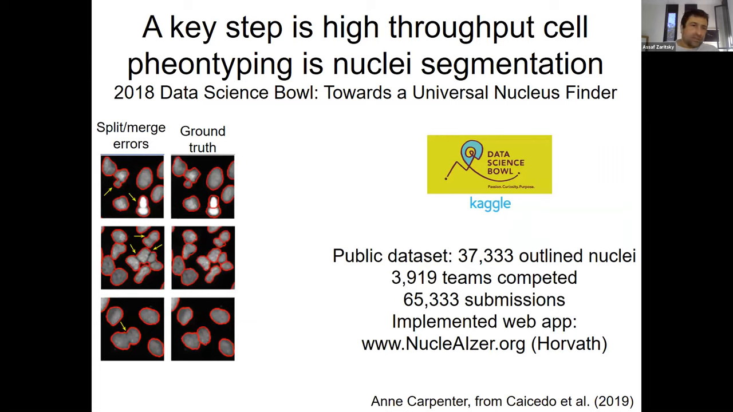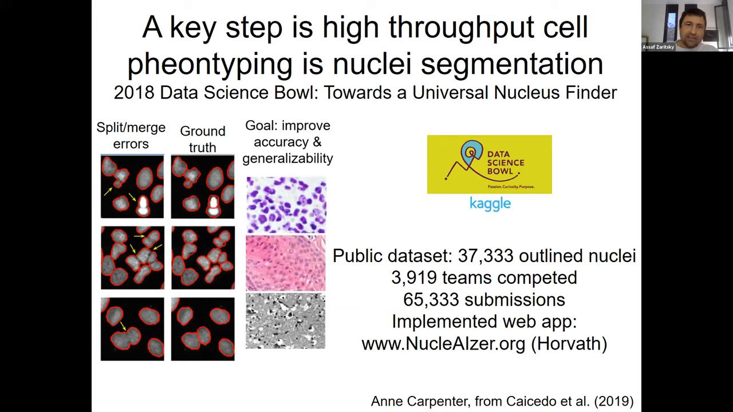So the universal nucleus finder, the public data set you see here, 37,000 annotated nuclei, many, many teams, even many more submissions. And I think the idea would be to make it something general, so that you wouldn't need to optimize your segmentation manually for each data set that you apply, but the segmentation will basically be an almost solved problem in bioimaging analysis.